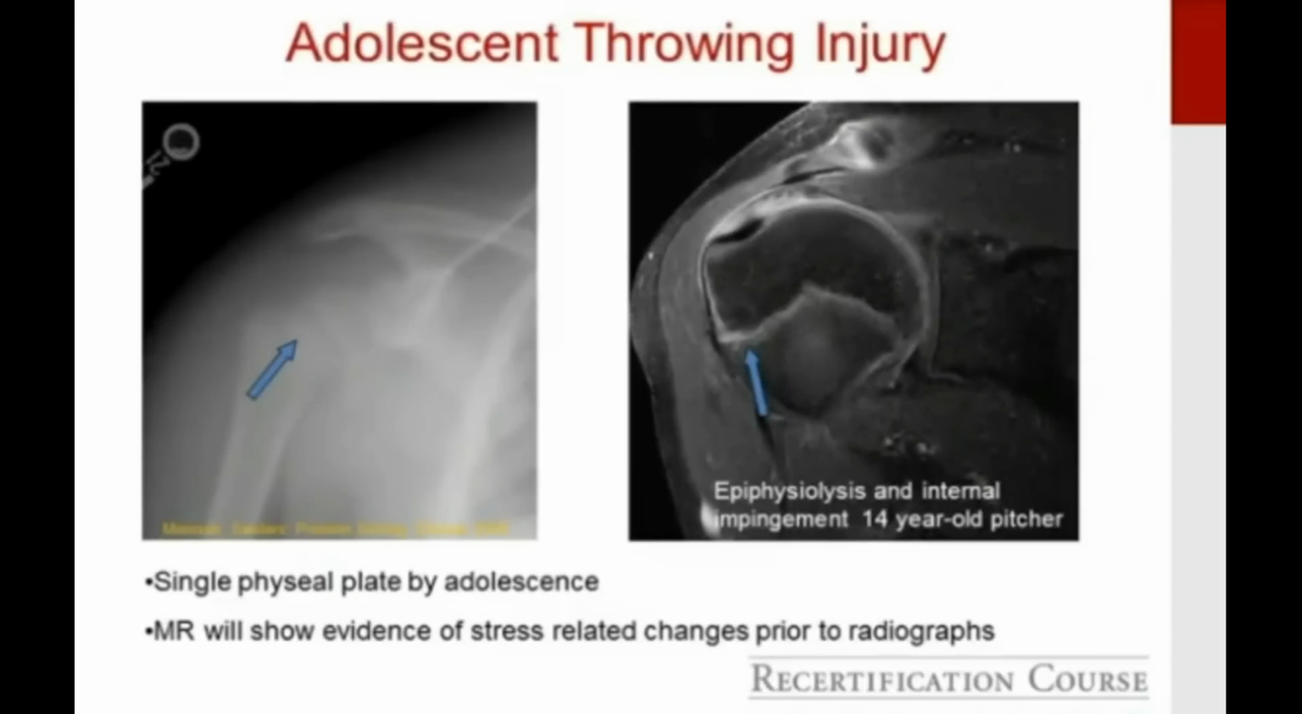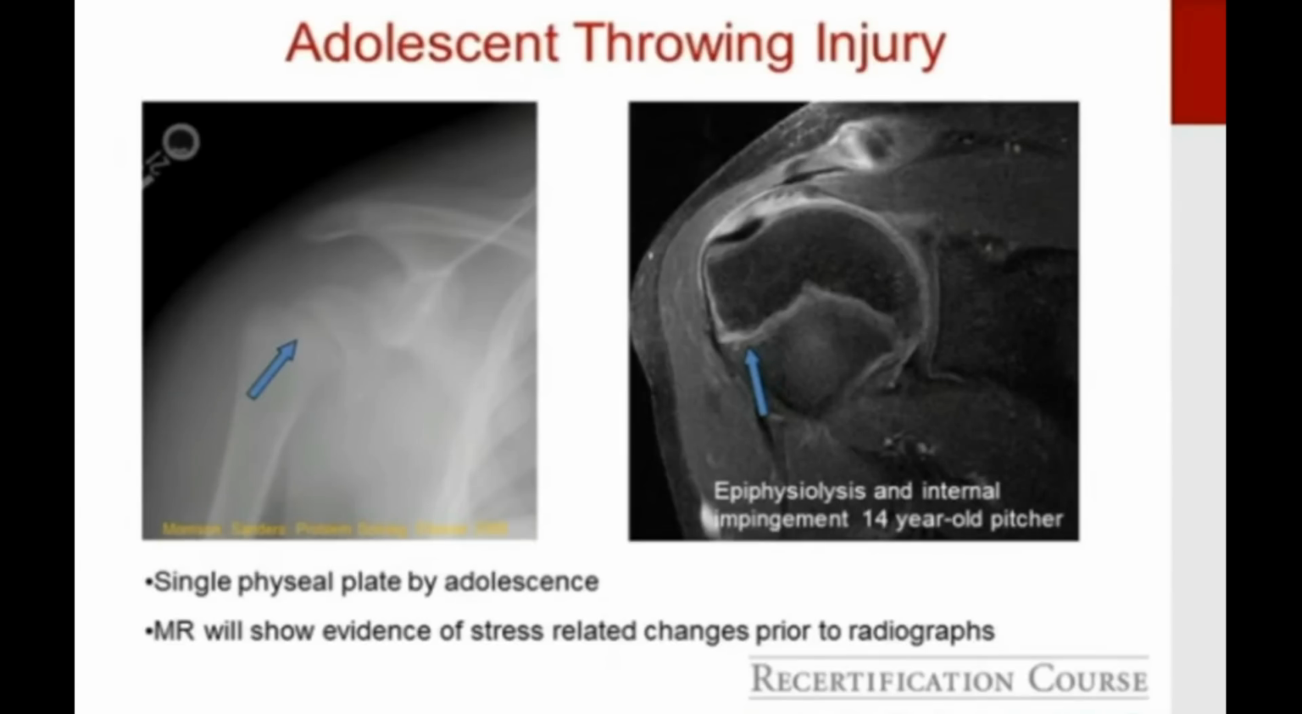In the adolescent population, we need to also be aware of the epiphyseal plate stress-related injury. The radiograph just shows a frank fracture through the growth plate in an overhead athlete, whereas most of these come to our attention before they have an acute fracture.